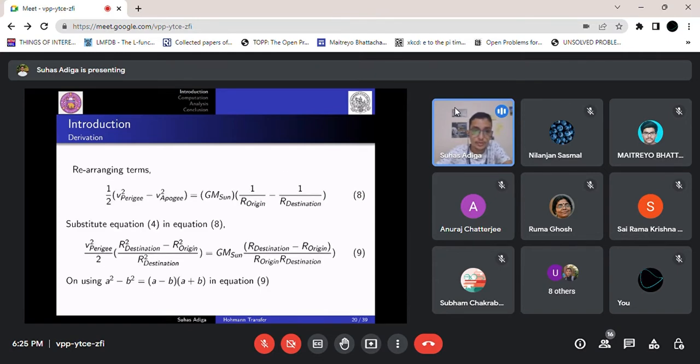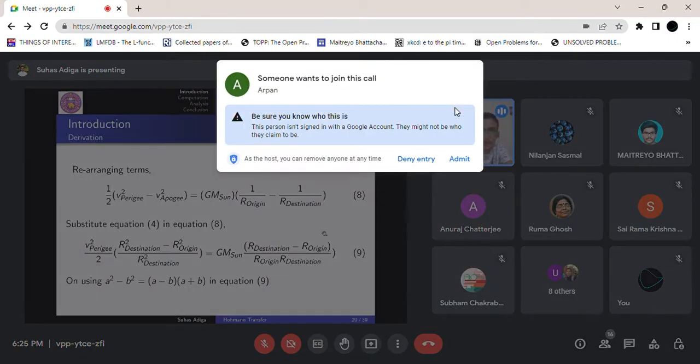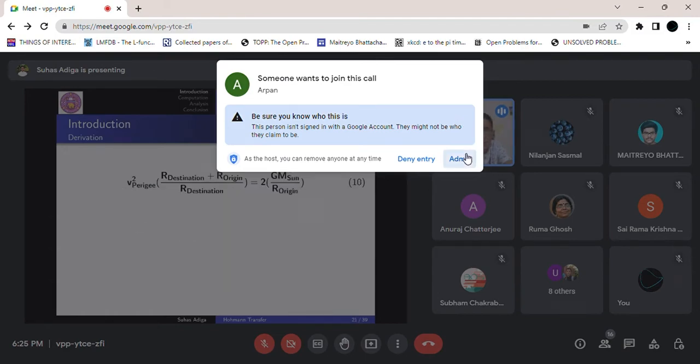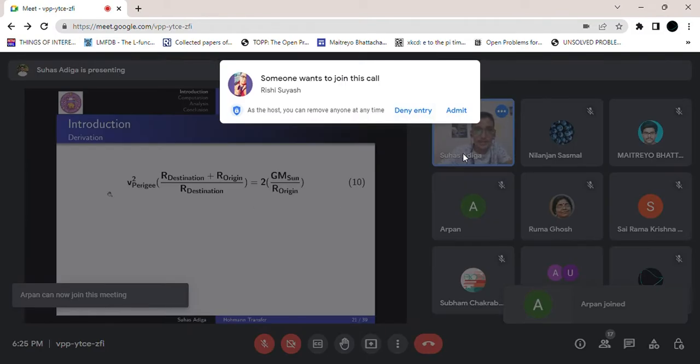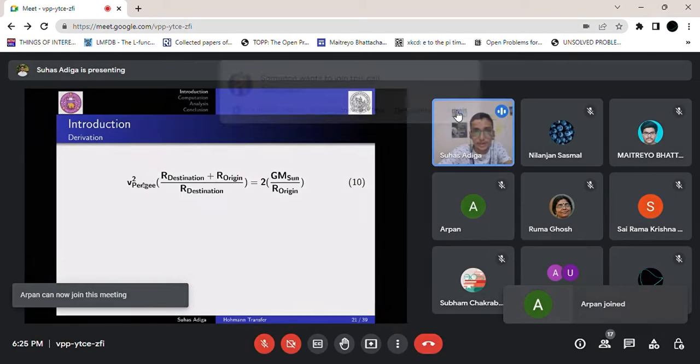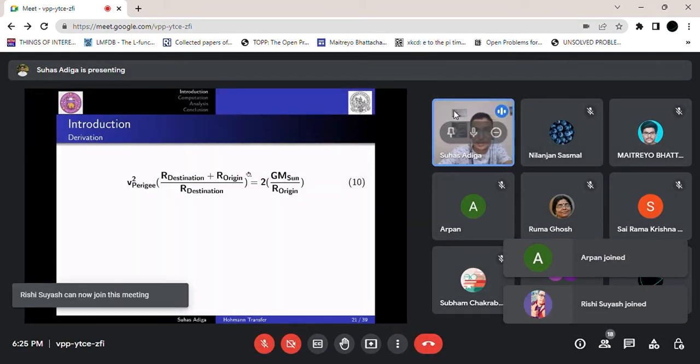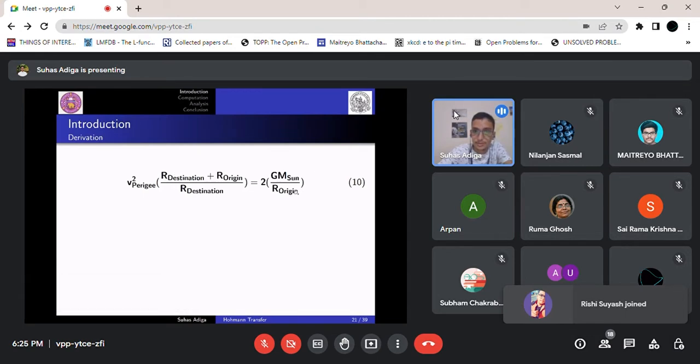So when I do so, I'll bring the 2 in the denominator to the RHS, and I'll get 2 GM sun by R origin on the RHS, and my LHS will be just v square perigee into R destination plus R origin by R destination, because I've cancelled one R destination, and then R destination minus R origin is cancelled on both sides, right?